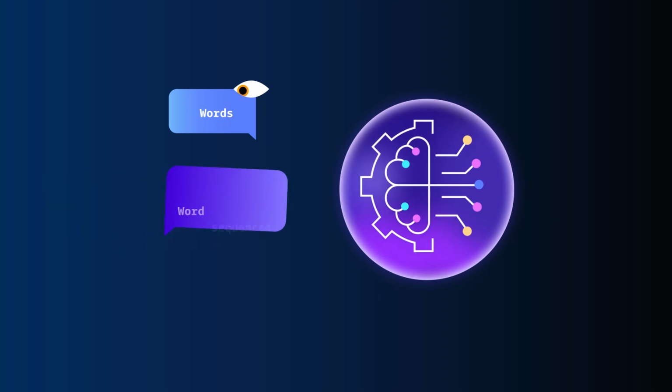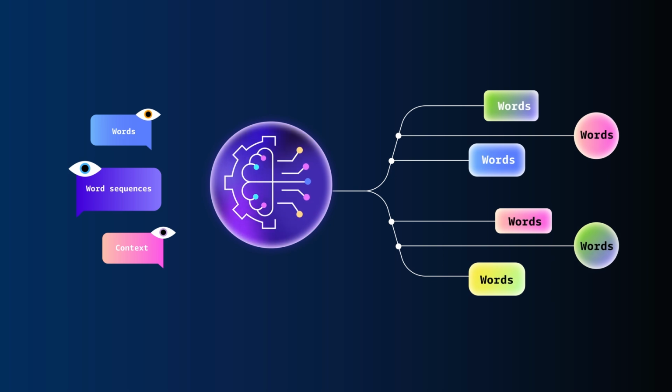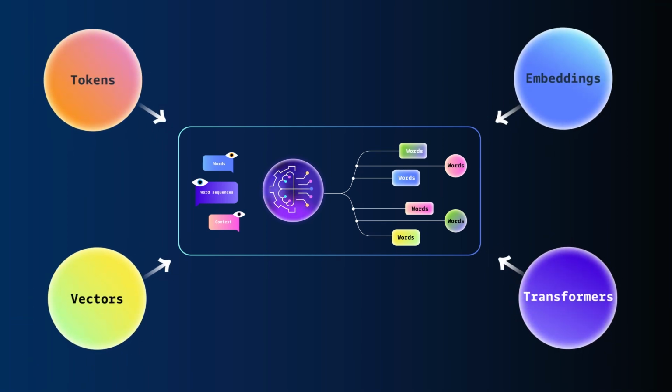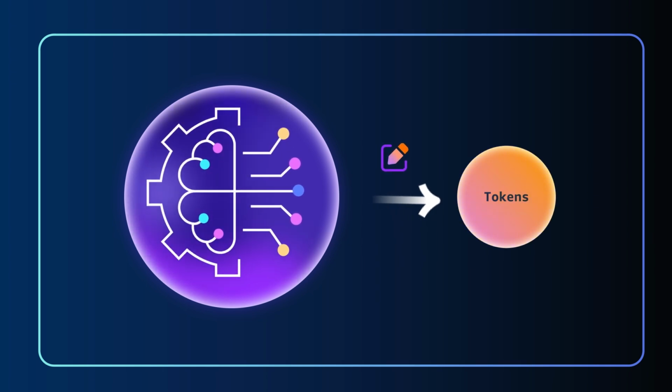They look at words, word sequences, and context, and use the patterns and relationships they've learned to predict what should come next. Four important concepts that support this process are tokens, embeddings, vectors, and transformers. An LLM converts text into tokens. Each token might be a word, a word part, or a character.